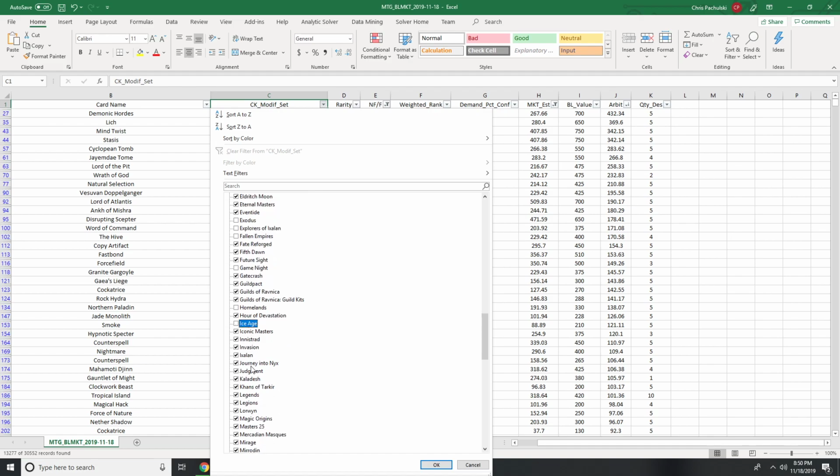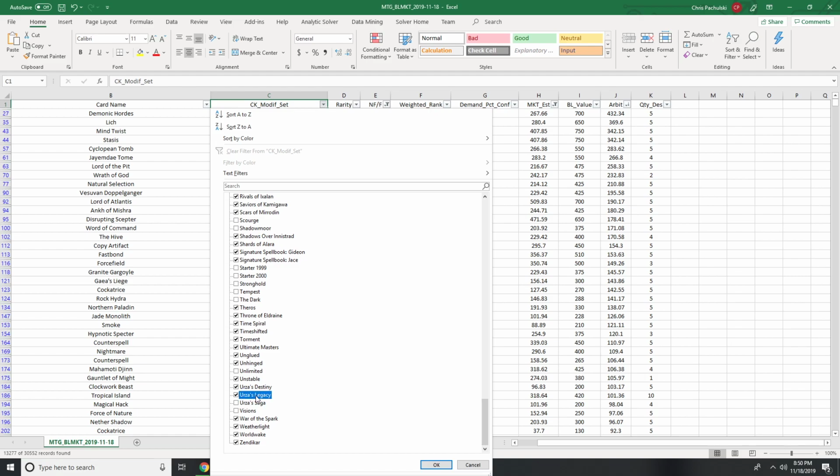So we're going to get rid of this, and we're going to go down here. We're going to get rid of Mercadian Masques, Nemesis, Odyssey, Onslaught. These are more dubious choices. Do it at your own will. Definitely get rid of Portals. I'm going to get rid of Scourge. By the way, if I ever drop any report into a sub and you see me, I'm always filtering these out, because these are just not real. This is a fairy tale.